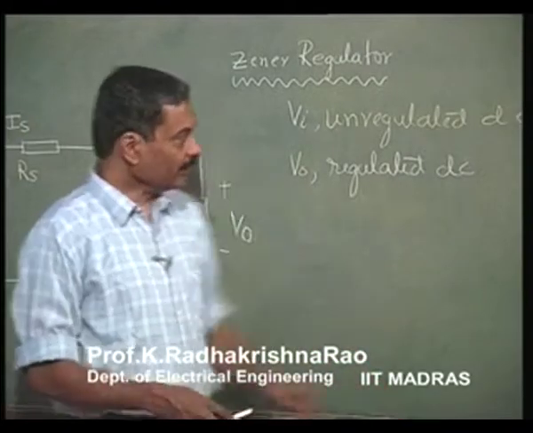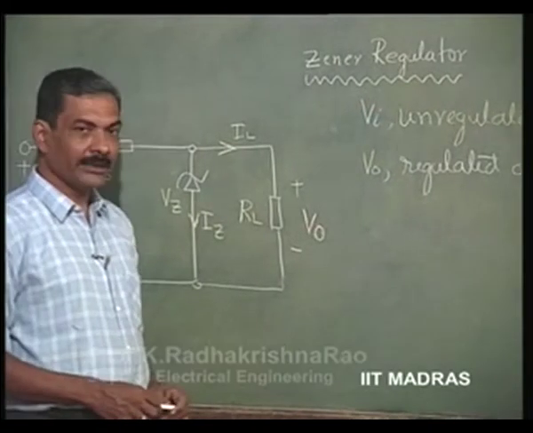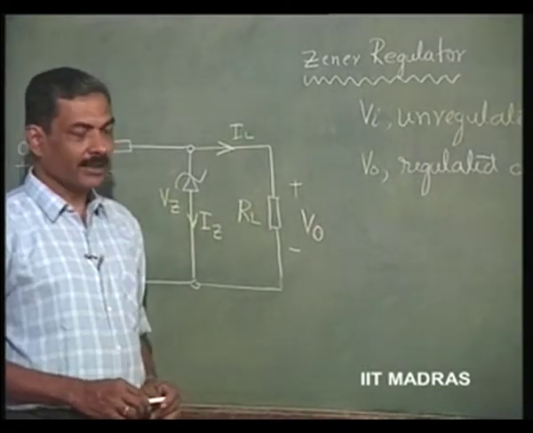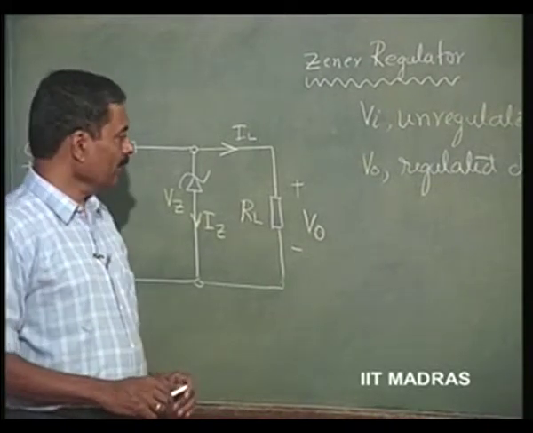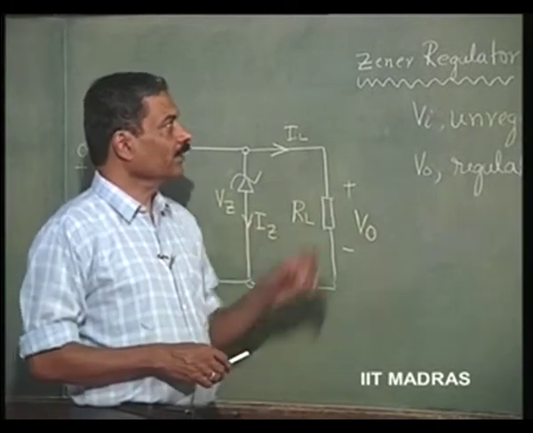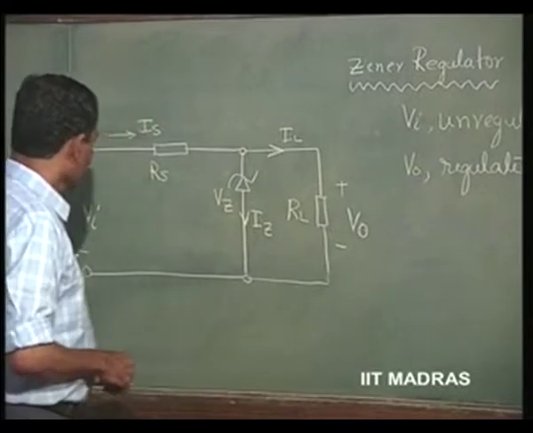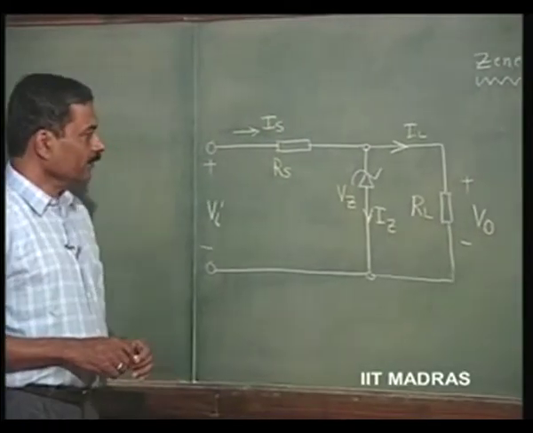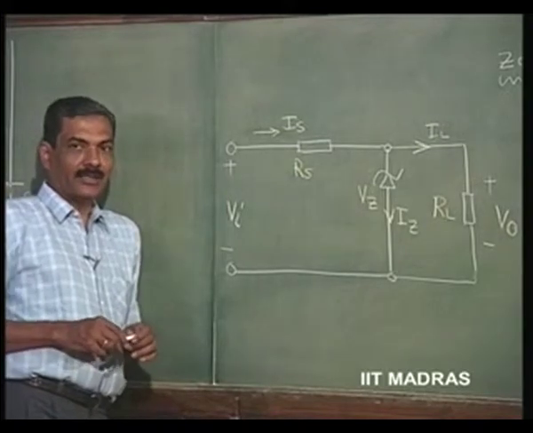In the last class we saw that the diode can be used in the breakdown region as a Zener diode, and it can primarily give you secondary power sources called Zener regulators, DC power sources. Now, today we will discuss how to design a Zener regulator.